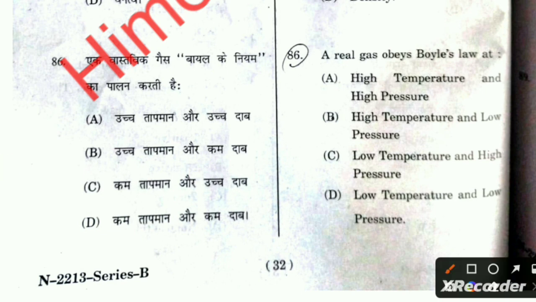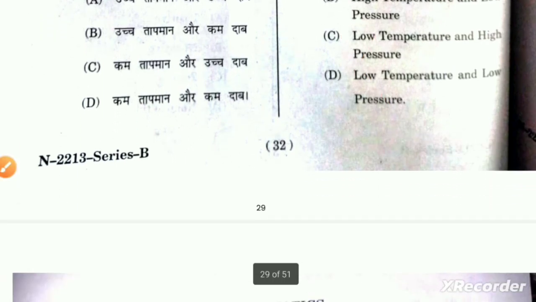The real gas obeys Boyle's law. Here the examiner asks a question related to conditions. The first condition is high temperature, high pressure. This is not a right option. Second one is high temperature, low pressure. Third one is low temperature, high pressure. Low temperature doesn't apply in Boyle's law. So the right option left is the second option, high temperature and low pressure. This is the answer of this question.